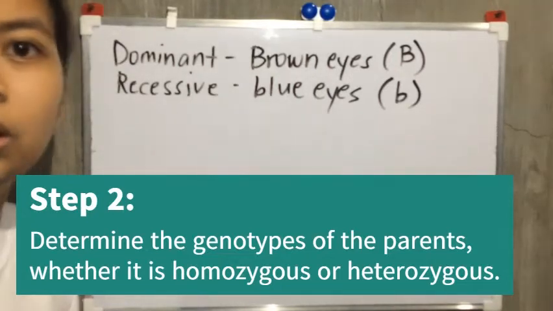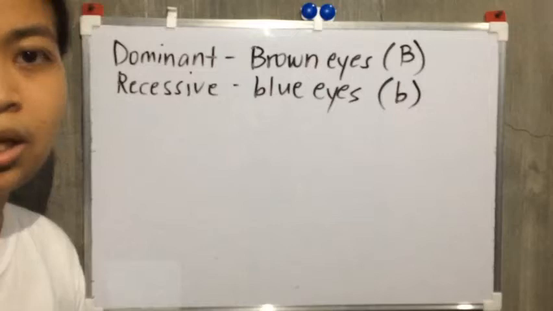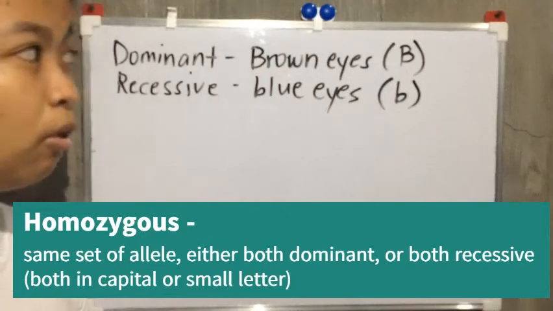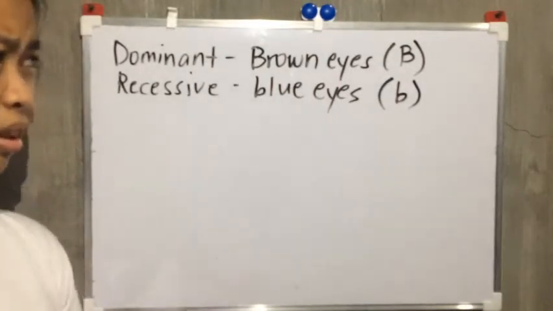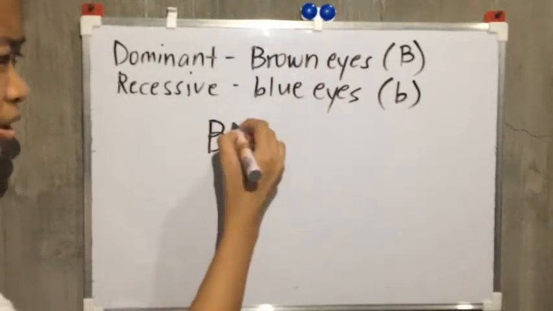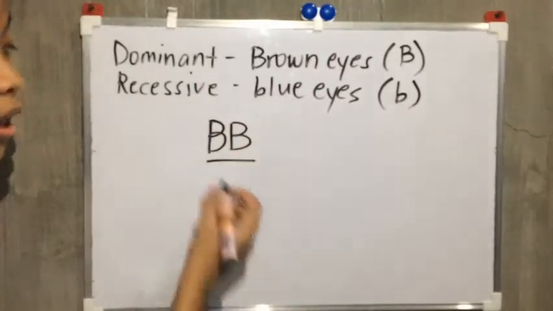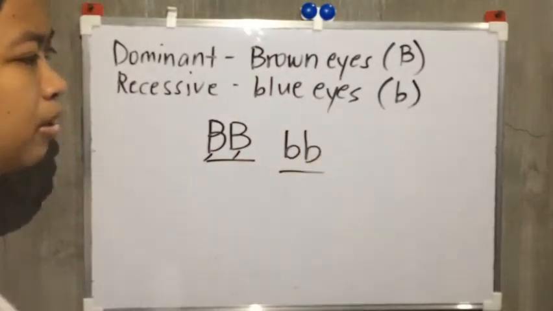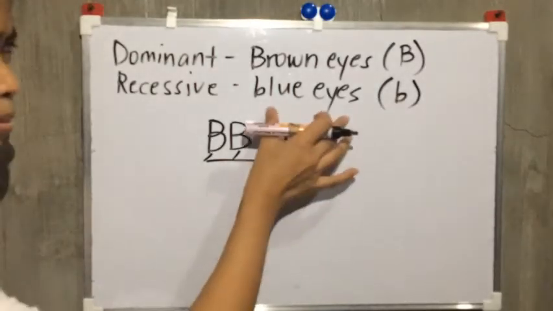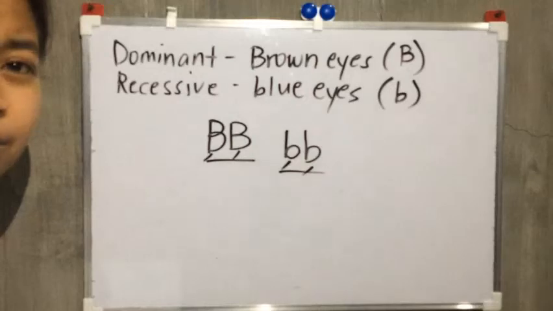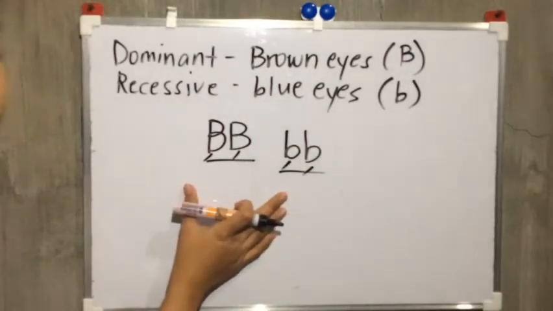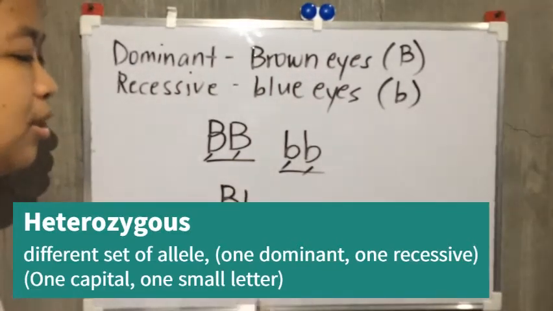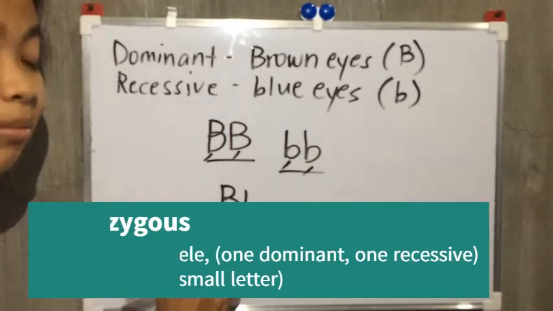Next, step 2 is determine the genotypes of the parents. So we're going to determine whether it is homozygous or heterozygous. If it is homozygous, meaning they have the same set of alleles, for example, both are capital. So, same siya. Both alleles are dominant. We can also have homozygous for blue eyes, meaning parehas silang small letter. So, this is an example of homozygous set of alleles. While heterozygous, we have capital letter and small letter. So, this is heterozygous kasi magkaiba sila.